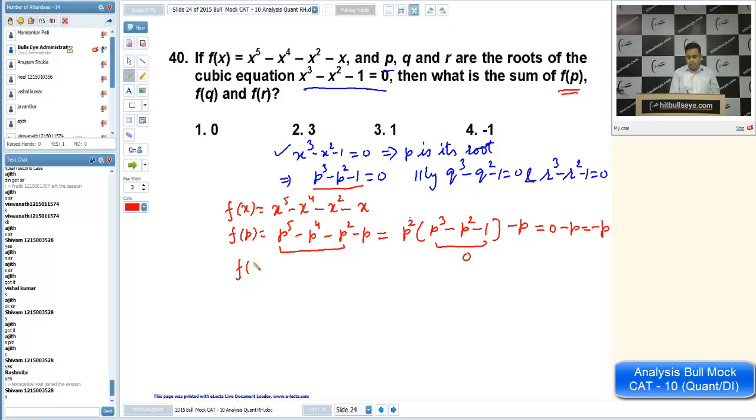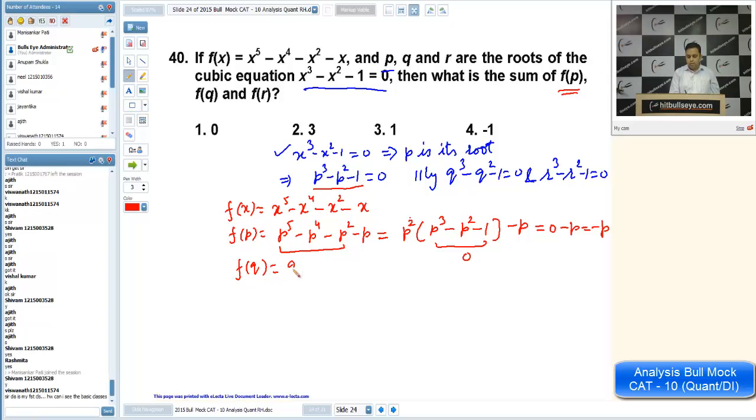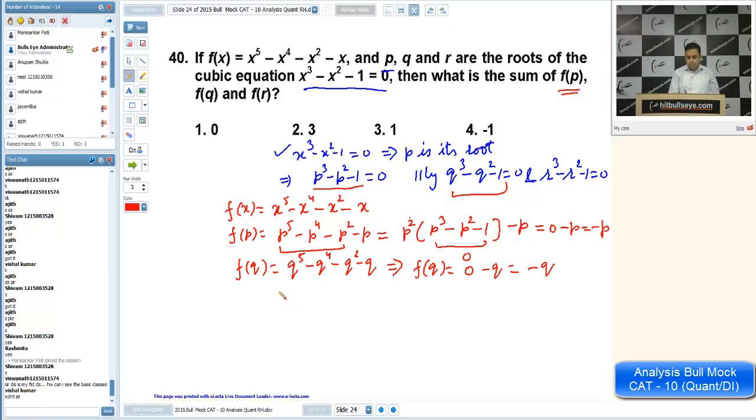Similarly, f of q is equal to q raised to power 5 minus q raised to power 4 minus q square minus q, and since q cube minus q square minus 1 is equal to 0, we can again write it as f of q is equal to 0 minus q, or equal to minus q. On the same lines, similarly f of r will be equal to minus r.